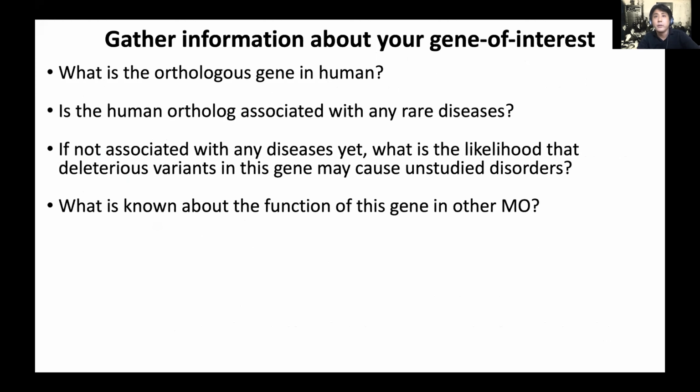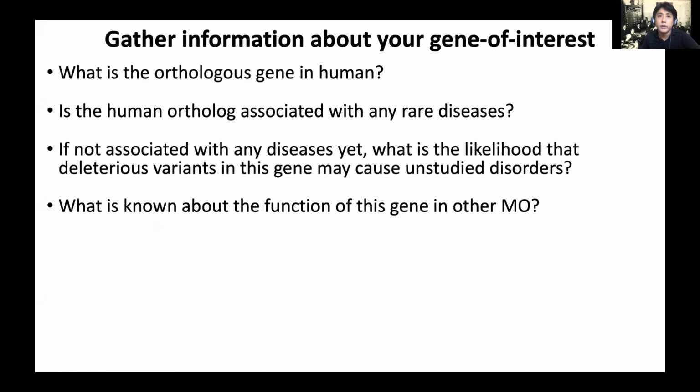The first thing you need to do is to gather a lot of information about your gene of interest. Obviously, you have significant knowledge about this gene in the specific model organism you work with, but you also need to know additional things like, what is the orthologous gene in human? Is the human ortholog associated with any rare diseases? If not associated with any diseases yet, what is the likelihood that deleterious variants in this gene may cause novel disorders?